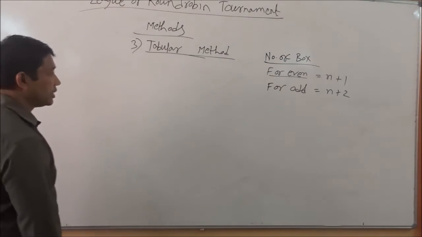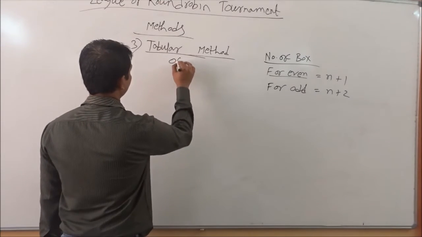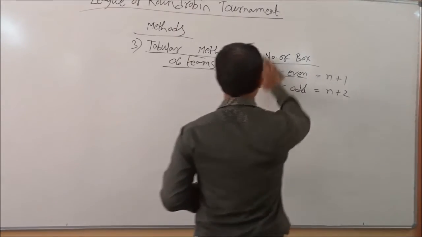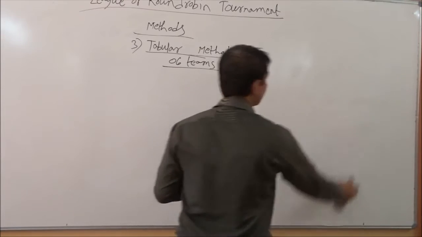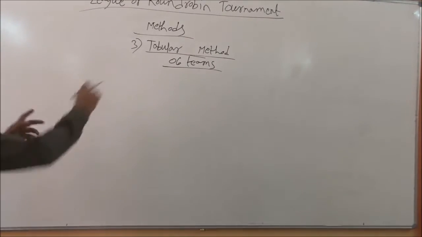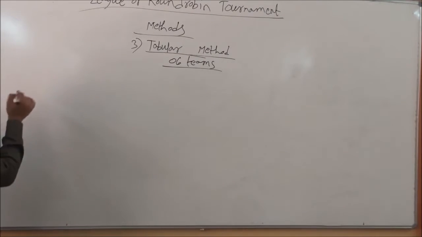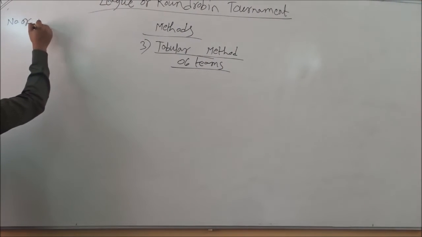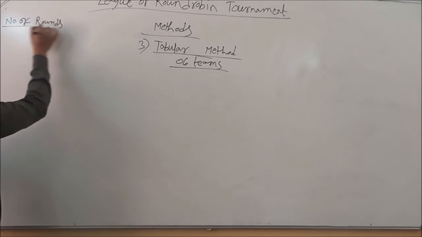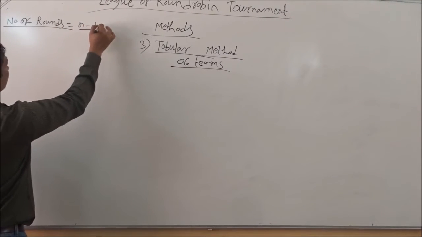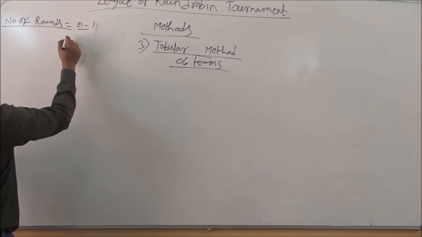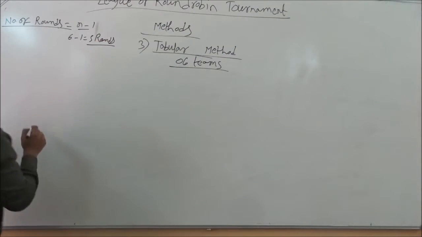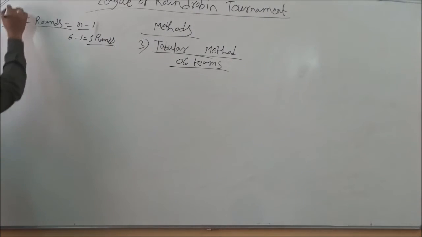Now, moving forward, I am taking an example again for 6 teams. As you must be noticing, I am doing one numerical for even and one for odd. So, 6 is an even number. Here, first of all, the number of rounds would be n minus 1. That means 6 minus 1 will be 5 rounds.